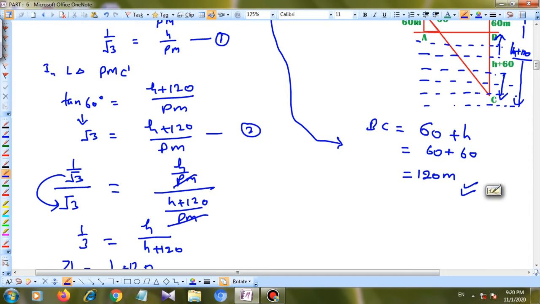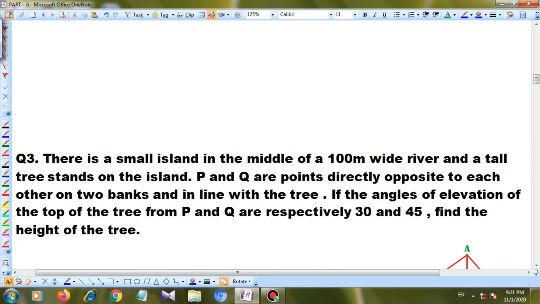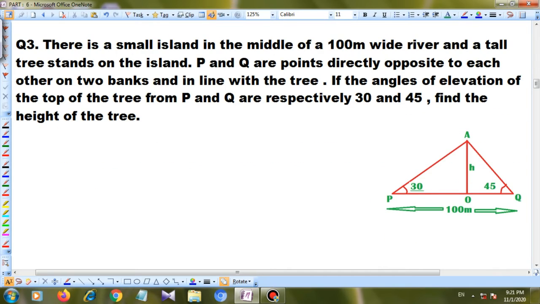Now our next question is, there is a small island in the middle of a 100-meter wide river, and a tall tree stands on the island.